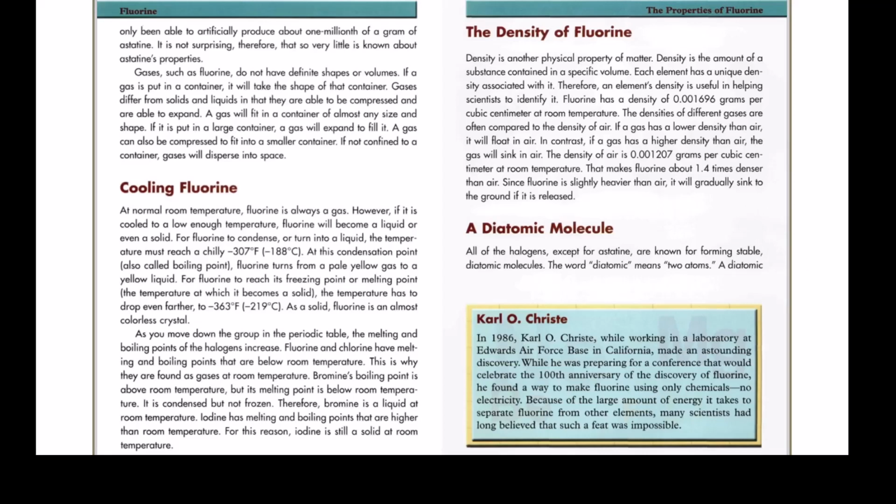Karl O. Christie. In 1986, Karl O. Christie, while working in a laboratory at Edwards Air Force Base in California, made an outstanding discovery. While he was preparing for a conference that would celebrate the 100th anniversary of the discovery of fluorine, he found a way to make fluorine using only chemicals, no electricity. Because of the large amount of energy it takes to separate fluorine from other elements, many scientists had long believed such a feat was impossible.